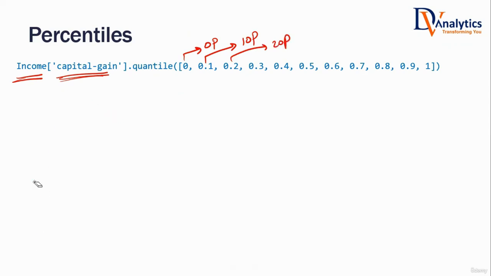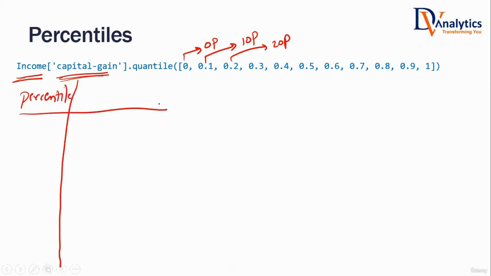So basically the output will have two columns. What is the first column? The first column is the percentile column. Whichever percentile you mention, that will be given to you. The second column is the variable value. What is the variable here? Capital gain value. 50, 60, 70. One means 100 percentile, which is the maximum value.